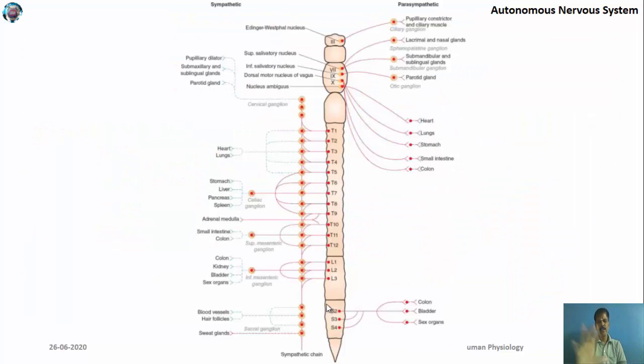Okay, so you can see this is another simple diagram, which denotes where the nerves will go from the cranial region. So cranial nerves 3, 7, 9 and 10 provide their nerves, which can be easily identified. Similarly, the sacral region S2, S3, S4 is going to provide its parasympathetic preganglionic neurons to the colon, bladder and sex organs. Similarly, the 10th cranial nerve is going to provide its parasympathetic preganglionic fibers to organs like the heart, lungs, stomach, small intestine and colon.